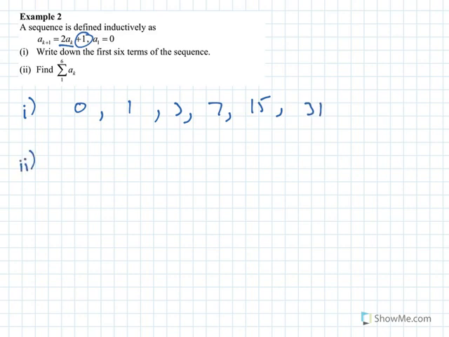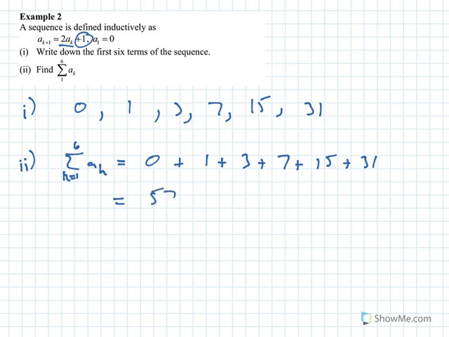And then if I want to find the sum from k equals 1 to 6 of ak, then that's going to be equal to 0 plus 1 plus 3 plus 7 plus 15 plus 31. And that is whatever it is, 10, 25, 26, so 57. So that's a really straightforward example.